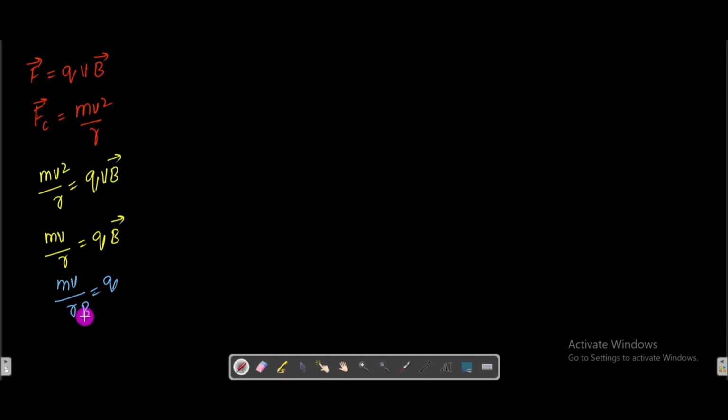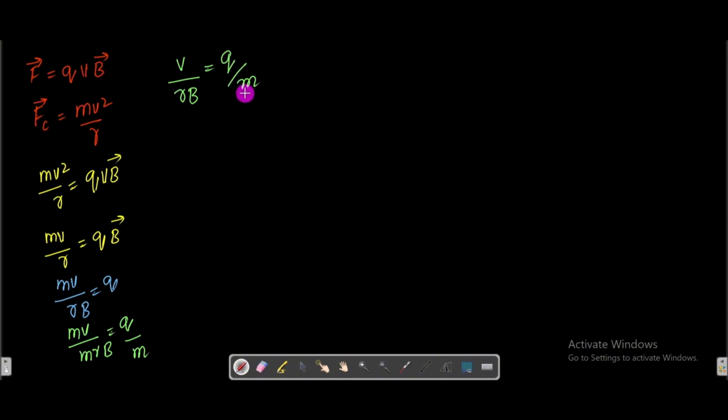In the next step, we divide both sides by m. So mv divided by mrB is equal to q divided by m. Here m and m will cancel, and on this side it will become v divided by rB, which is equal to q divided by m.